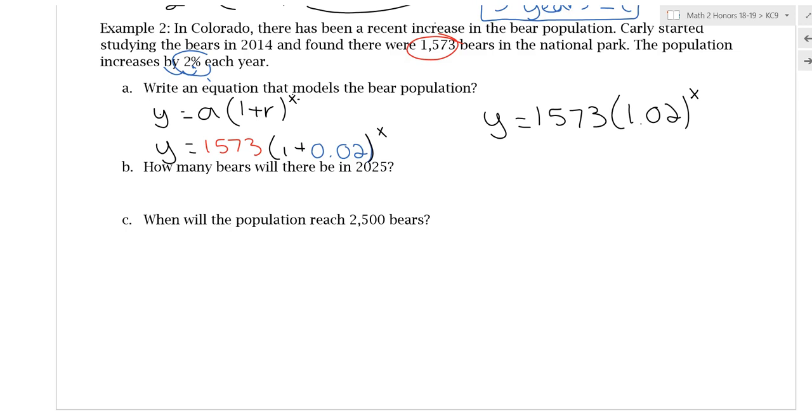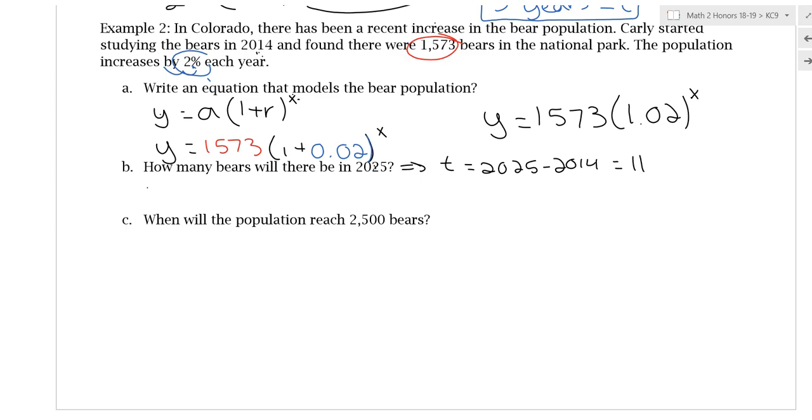Looking at B, how many bears will there be in 2025? Well, since I started in 2014, this is t equals 2025 minus 2014, which gives us 11. So basically what this is saying is 2025 is 11 years after 2014.